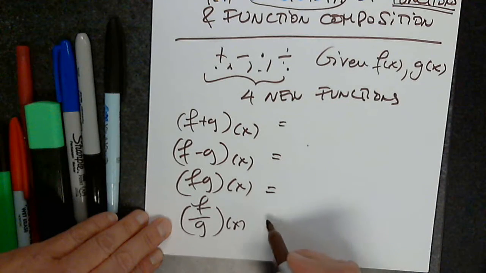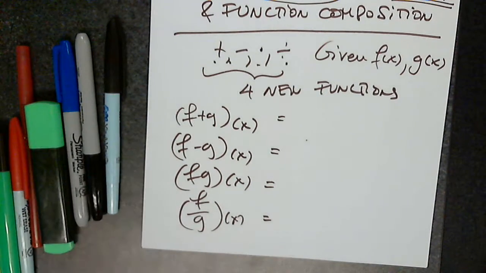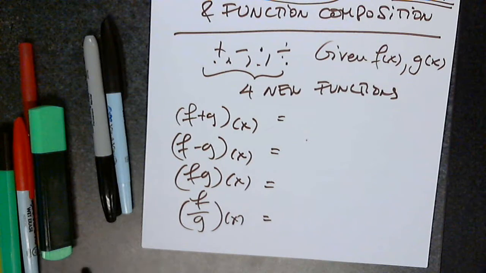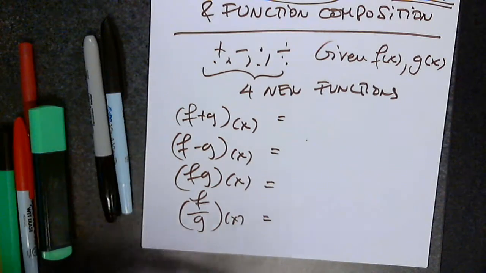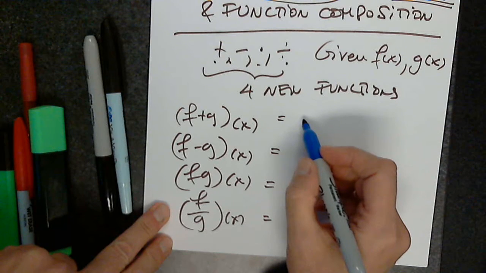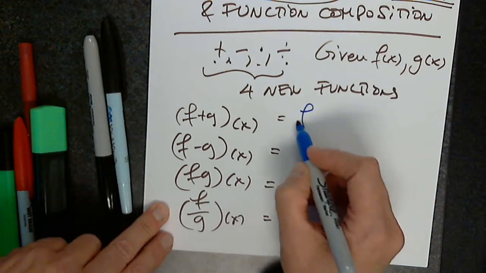Can anyone give us the definition of the first one? When we say f plus g of x, what do we really mean? Can anyone dictate and I will write it, I will put it in. F plus g of x means? Good. So how do I write it? Excellent. Thank you.